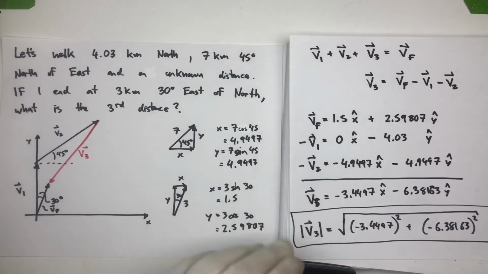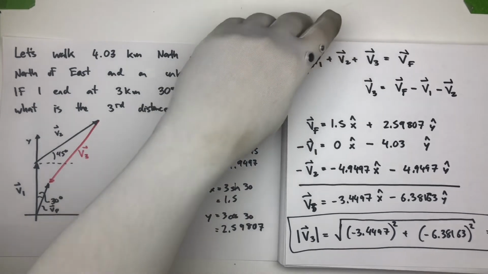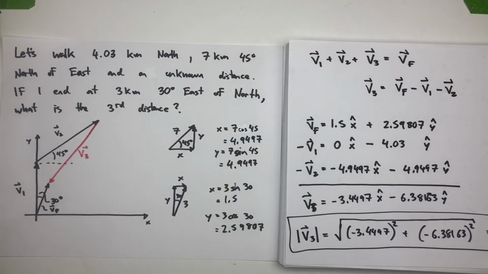Okay? So that's how you do these types of problems. On Blackboard, they're always missing the third leg, so it'll always be this type of solution.